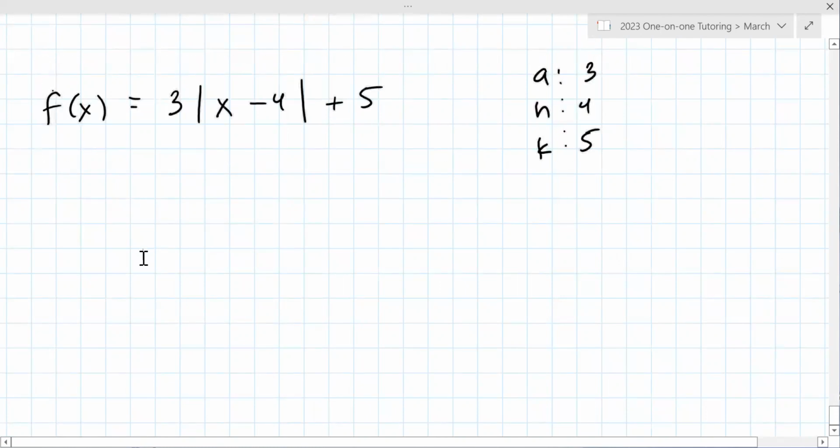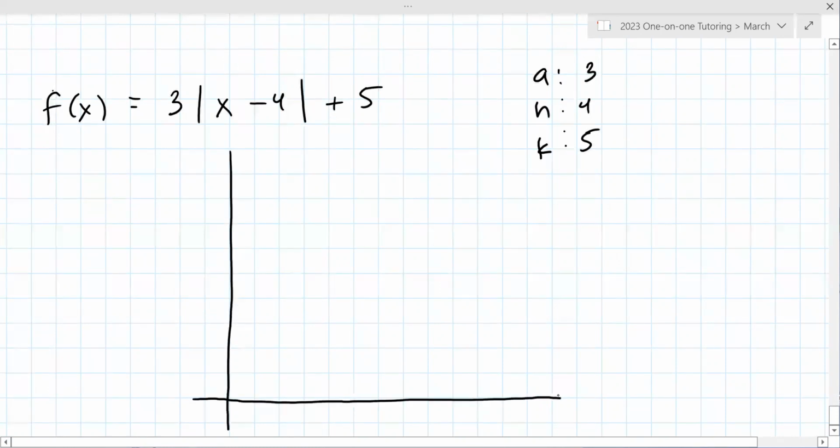Okay, so where should I put my first point on this graph? What's the h value? -4. And I need the k value for the 5. 4, 5. Yeah. So there it is.